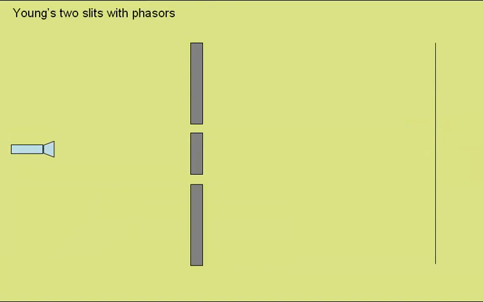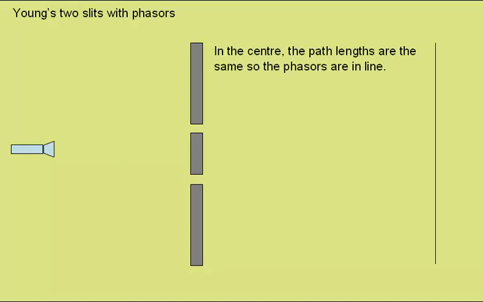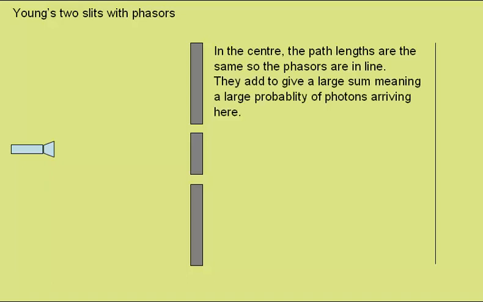We can explain Young's two slits in terms of phasors. Here we have our source, two slits, and a screen. And the photons could travel from source to screen through the top slit or through the bottom slit. In the centre, the path lengths are the same, so the phasors would be in line. They add to give a large sum, meaning a large probability of photons arriving here. This produces a bright region, which I'll mark here.